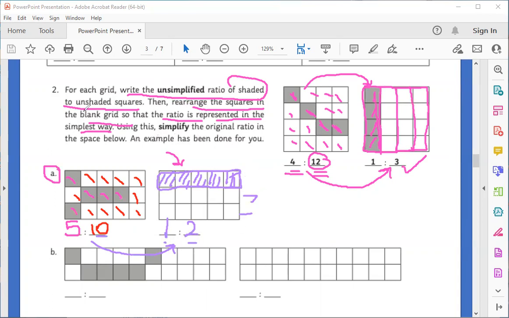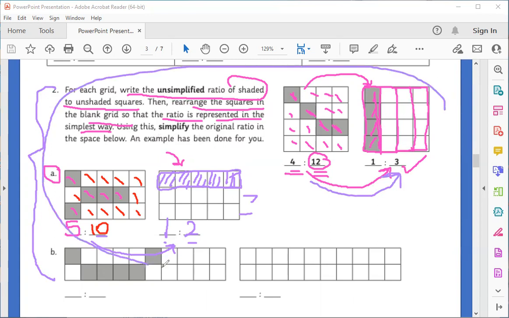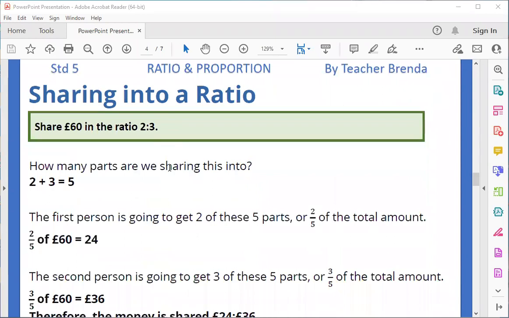So this is the understanding part. You understand why you simplify, what happens when you simplify, and we use pictures and diagrams to help you understand that. Clear? And let's move on.